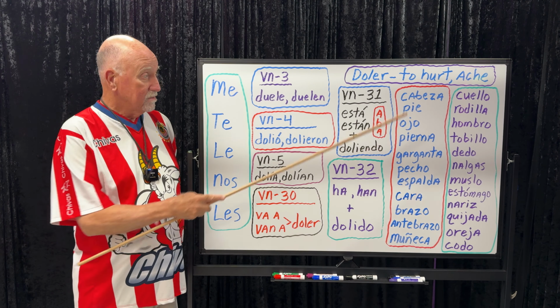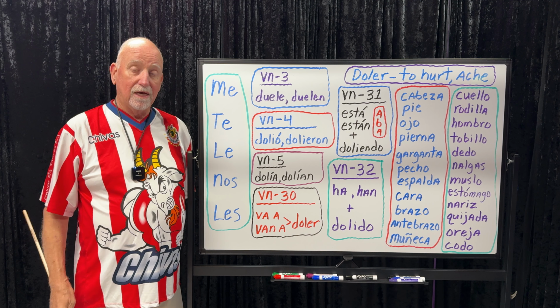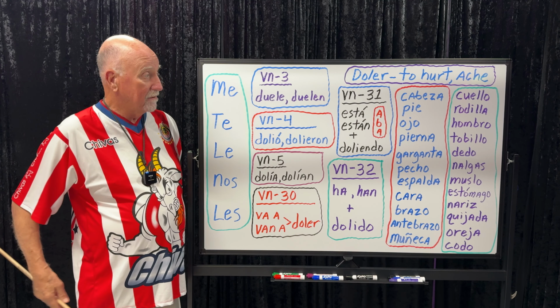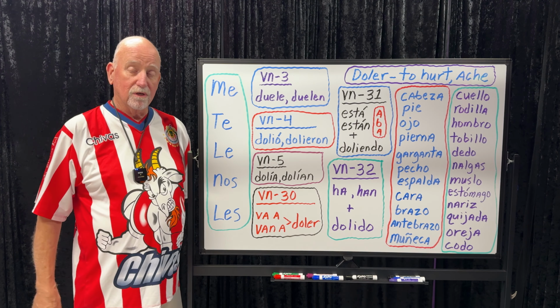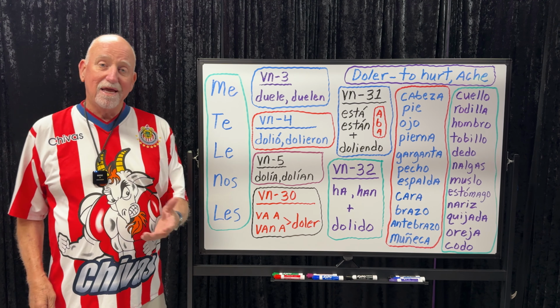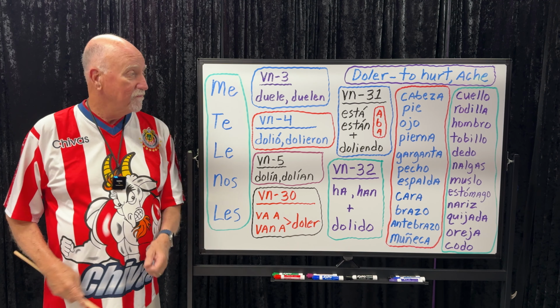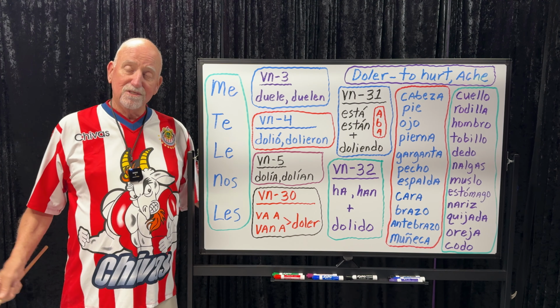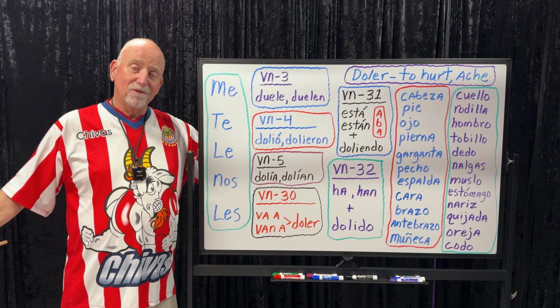Cuello is neck. Rodilla, that can go plural. Knee. La rodilla. I know all about the knee, let me tell you. La rodilla. El hombro, shoulder. Hombre is man. Hombro is shoulder. Tobillo, that's your ankle. You got to know that word, tobillo. El dedo is a finger. El dedo. Los dedos, plural.